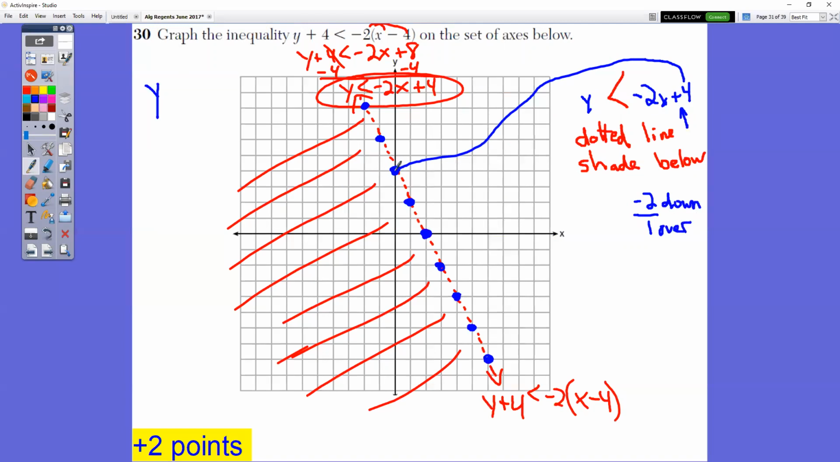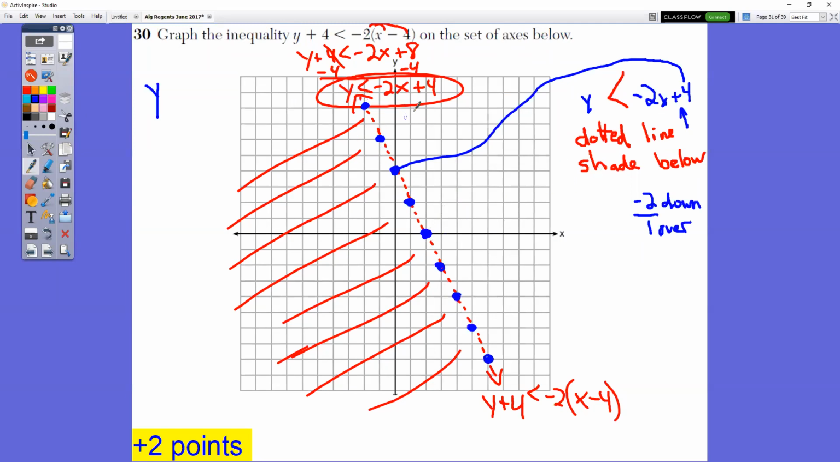So starting from our y-intercept, down 2 over 1, put a dot. Down 2 over 1, put a dot. Down 2 over 1, down 2 over 1. If you only put 3 of the dots, not a problem. All right, I know that's how we did it in class before.